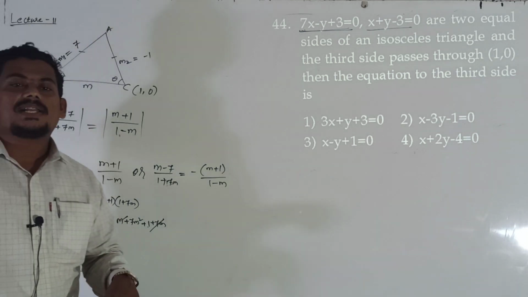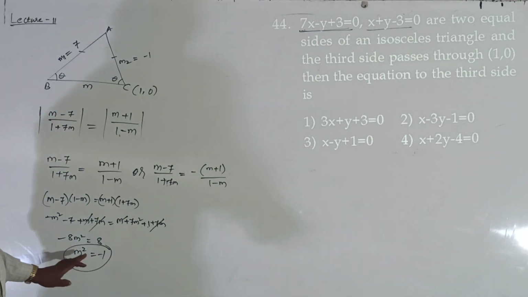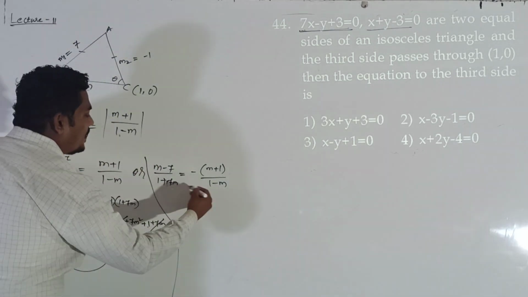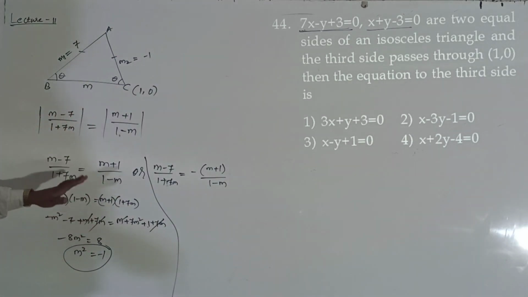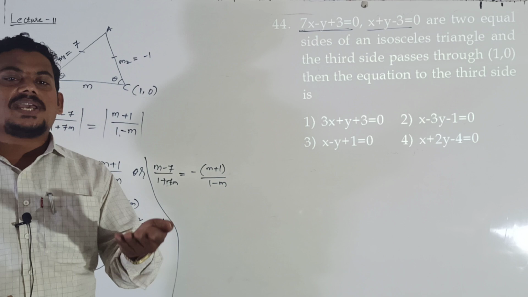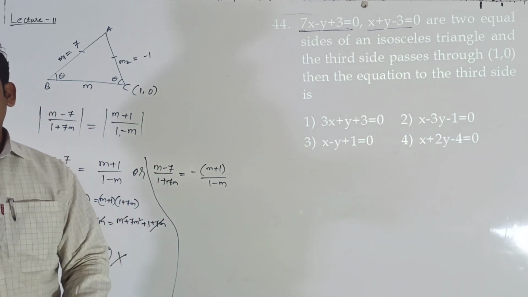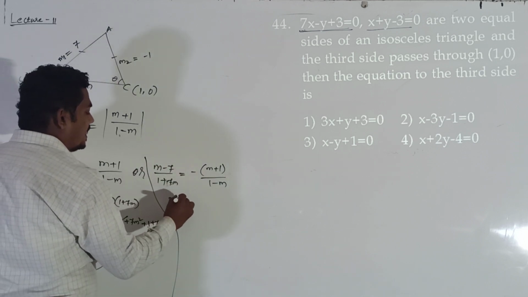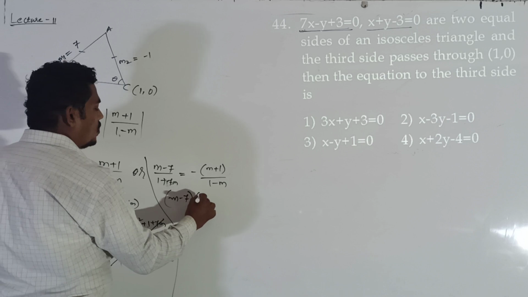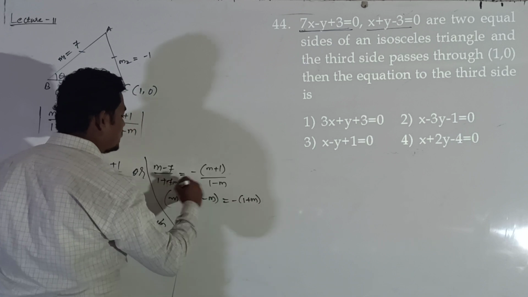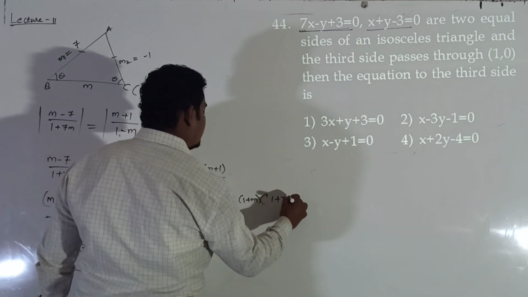Square of any number is non-negative. M square equal to minus 1 is not possible, which means the second case is possible. In the first case, if you take the positive sign, you get m square equal to minus 1, which is not possible. Square of any real number is non-negative, right? So this is not possible. Just simplify the other one. M minus 7 into 1 minus m is equal to minus of 1 plus m into, just cross multiplication, 1 plus 7m, right?